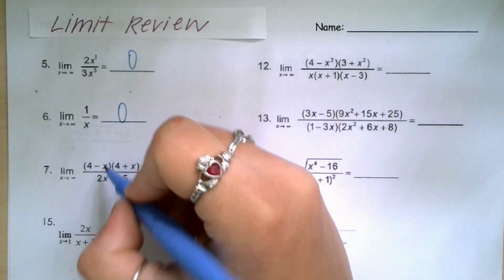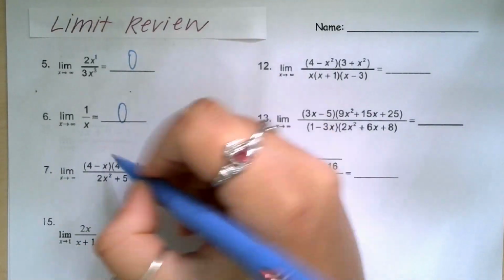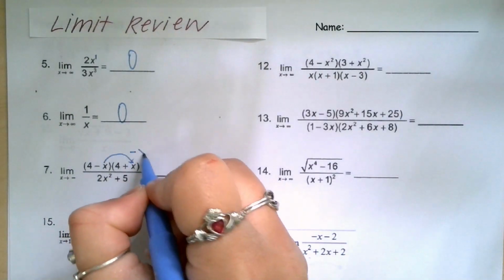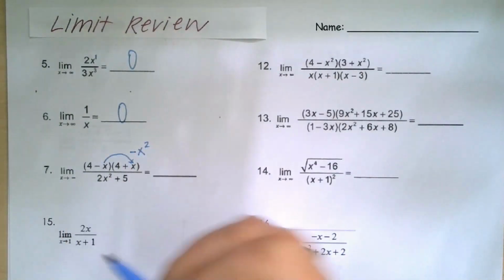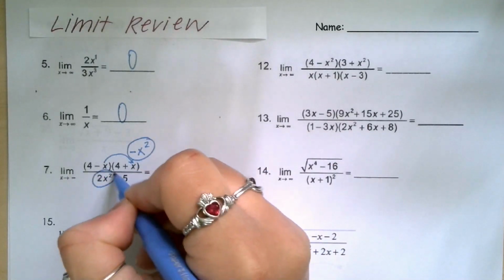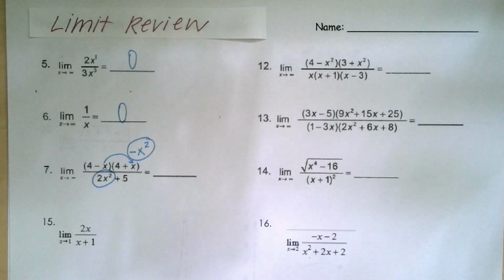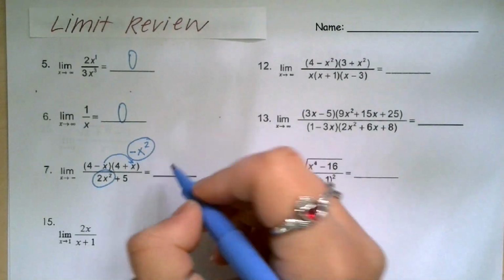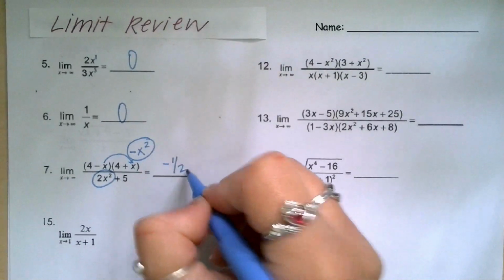So this time, we got to be careful. We have a negative x right here. So when we distribute a negative x to a positive x, we have a negative x squared. Okay, so now we can go ahead and compare. So we have a negative x squared and a 2x squared. Since they have the same degree, we just do leading coefficient divided by leading coefficient. So this gives us negative 1/2.